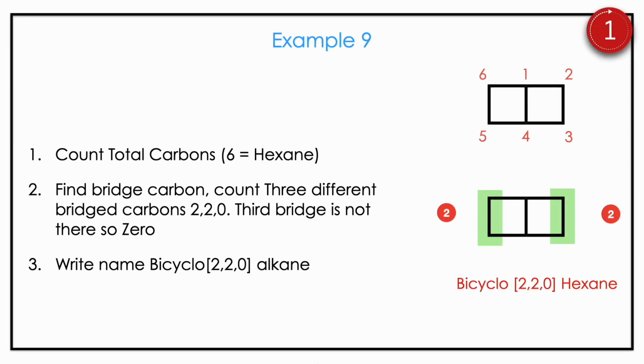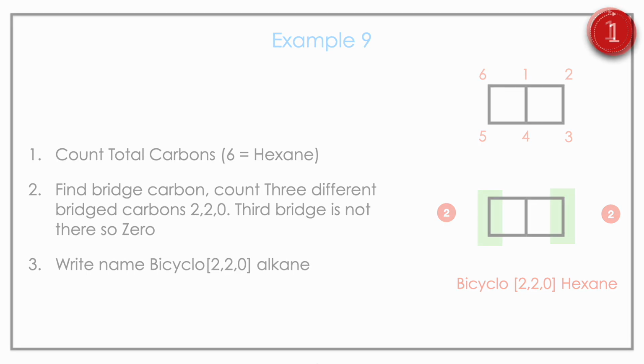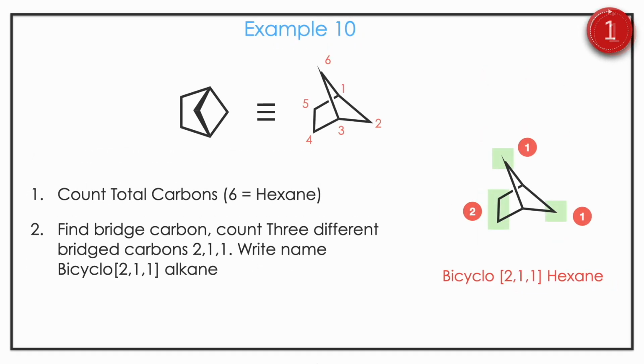Then example 9, a simple one, fused system. If you look at it, it has 6 carbon atoms, 2 carbon atoms connected through a middle bridged carbon atom. Here the third bridge is optional. Here the parent carbon count is 6, so it is hexane. If you count the bridge, 2, 2, because either side has the same number of atoms, 2, 2. No bridge is there at that position, so it is 0. So 2,2,0. So the naming will be bicyclo 2,2,0 hexane.